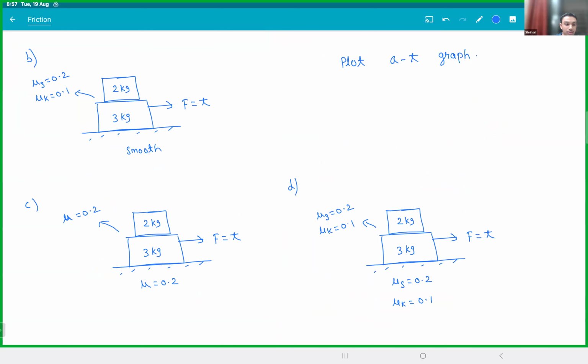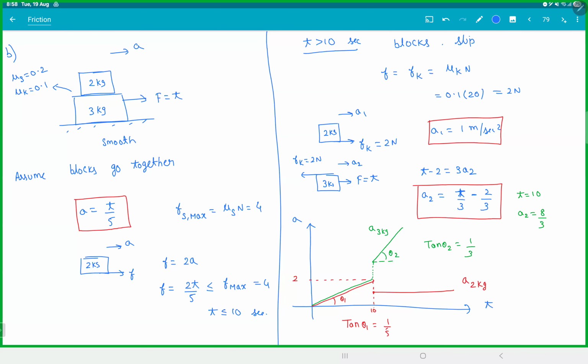Okay, sir. Can you do the C part now? Get the graph. Now 3 kg. What is the FBD of the 3 kg? Sir, the graph part. Look at this thing. Till 10 seconds, the graph was t by 5, a line passing through the origin. Agreed? At t is equal to 10 seconds, what is the acceleration? 2 meter per second square. So this value was 2.